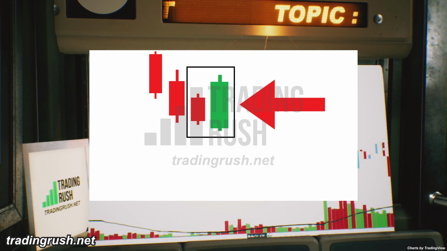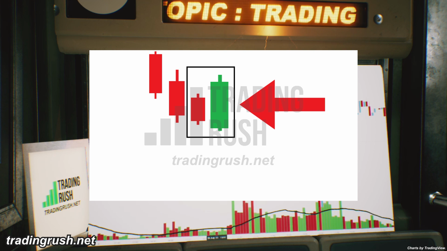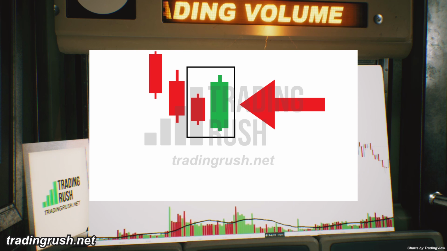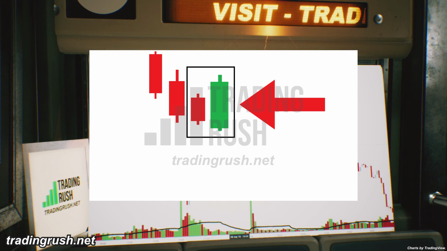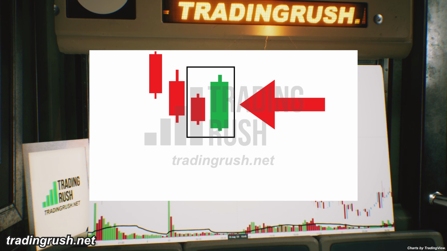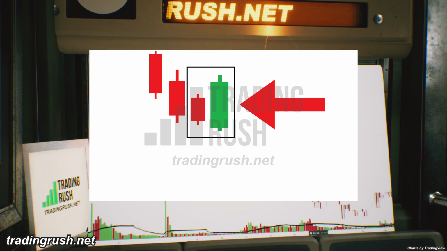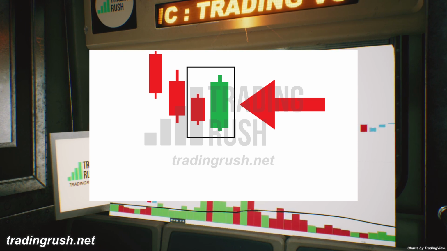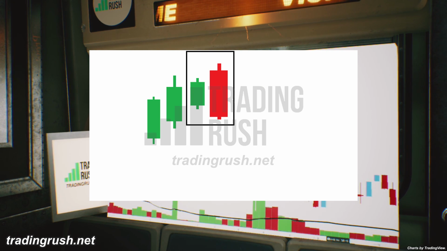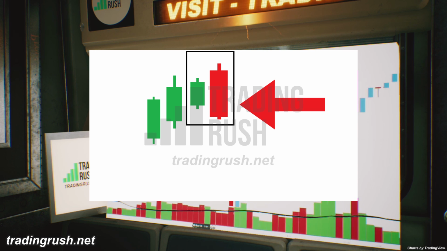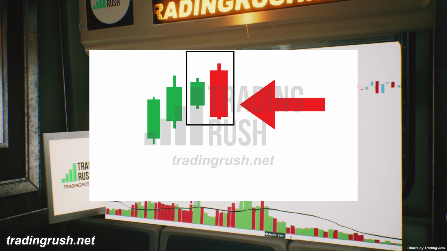A bullish engulfing pattern is a candlestick pattern that forms when the smaller than average red candle is followed by a large green candle. This green candle is so big that it covers or engulfs the entire body of the previous candle. Bullish engulfing pattern indicates a possibility of price moving higher. A bearish engulfing pattern is just opposite of the bullish engulfing pattern.